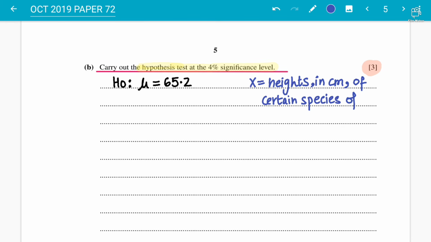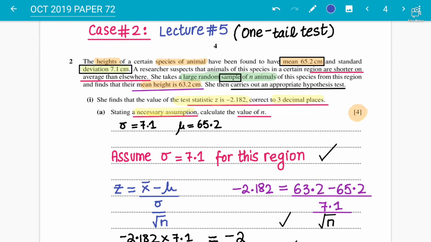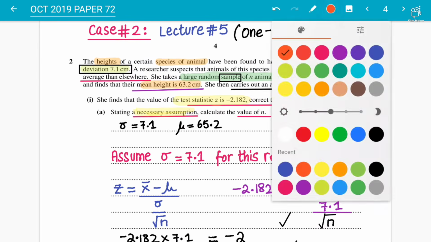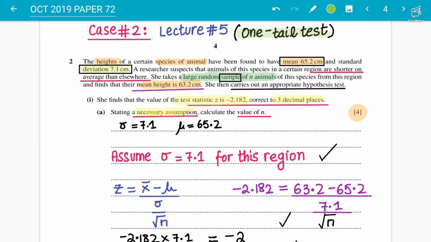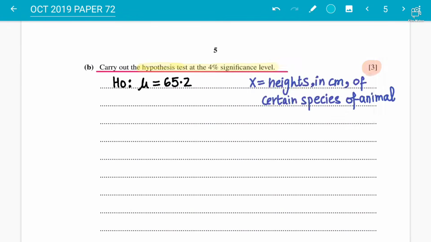So, certain species of the animal. What is going to happen is that the null hypothesis will be that the population mean is 65.2. As I mentioned, we are doing a one-tail test, which is the lower tail. We have to check whether the heights of these animals are shorter in this specific region than elsewhere. So heights are shorter, so our alternative hypothesis will be that the population mean is less than 65.2.